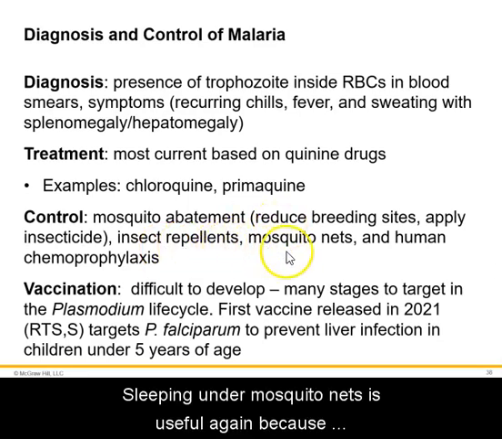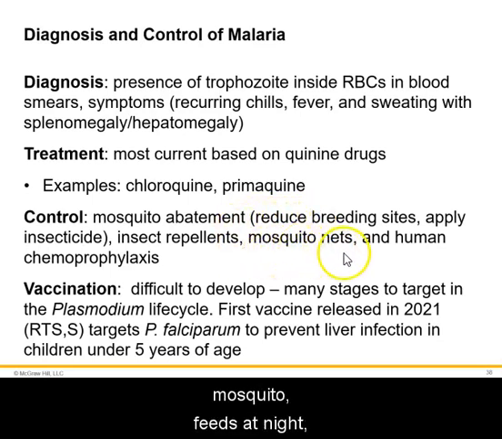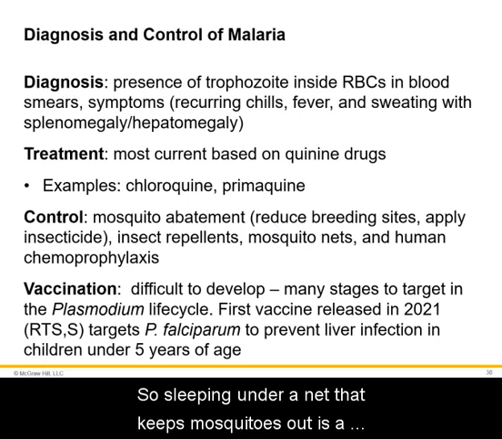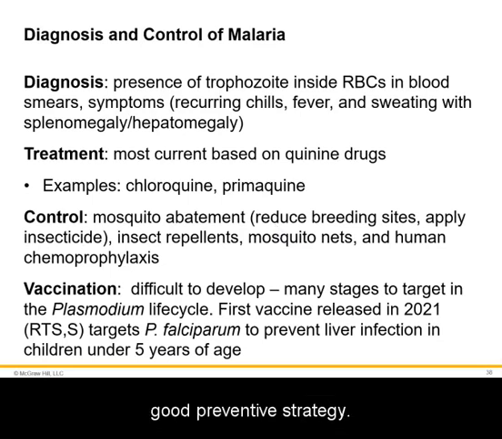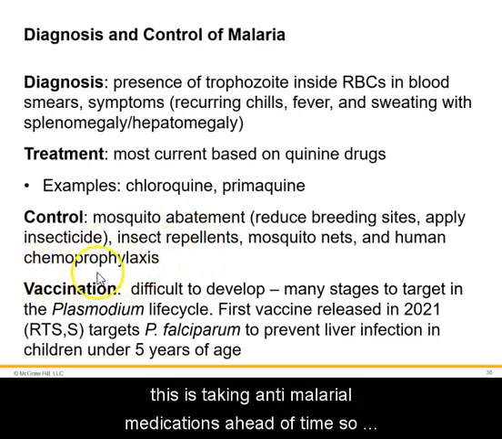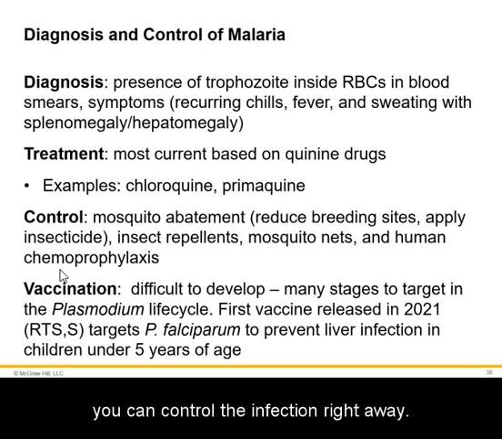Sleeping under mosquito nets is useful, again, because remember the mosquito, the female Anopheles mosquito, feeds at night. So you're at highest risk of getting malaria at nighttime. So sleeping under a net that keeps the mosquitoes out is a good preventive strategy. And then, of course, human chemoprophylaxis. This is taking anti-malarial medications ahead of time so that if and when you do get infected with Plasmodium, you can control the infection right away.